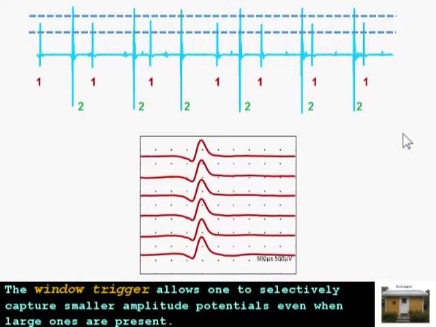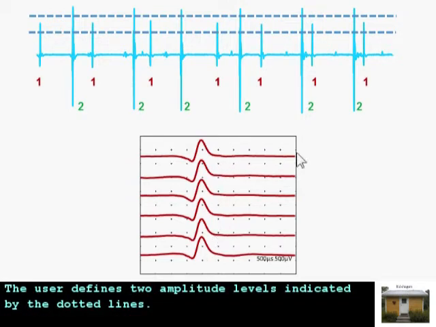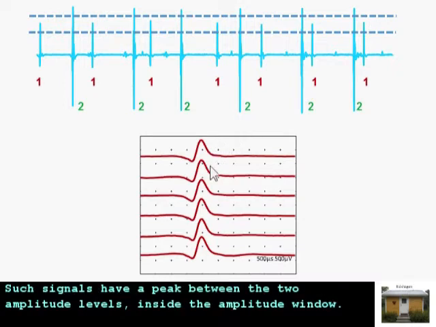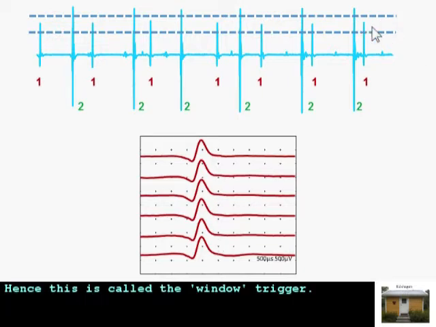The window trigger allows one to selectively capture smaller amplitude potentials even when large ones are present. The user defines two amplitude levels indicated by the dotted line. Only the potential that crosses the lower level, but not the upper level, will trigger the sweep. Such signals have a peak between the two amplitude levels inside the amplitude window, and hence this is called the window trigger.